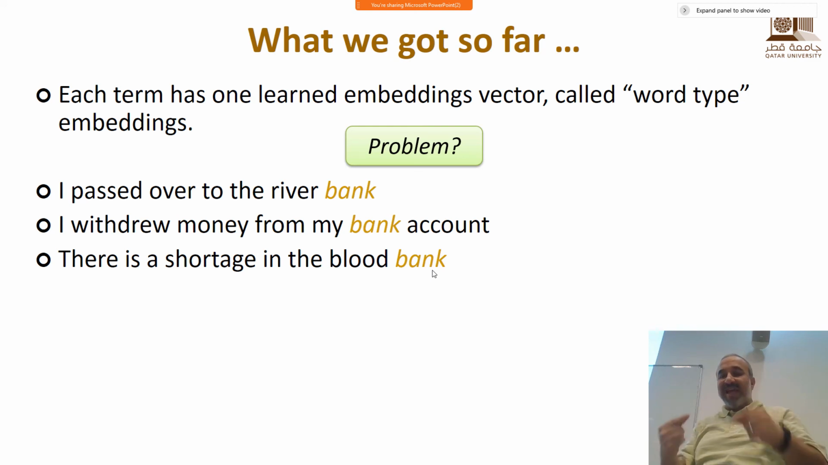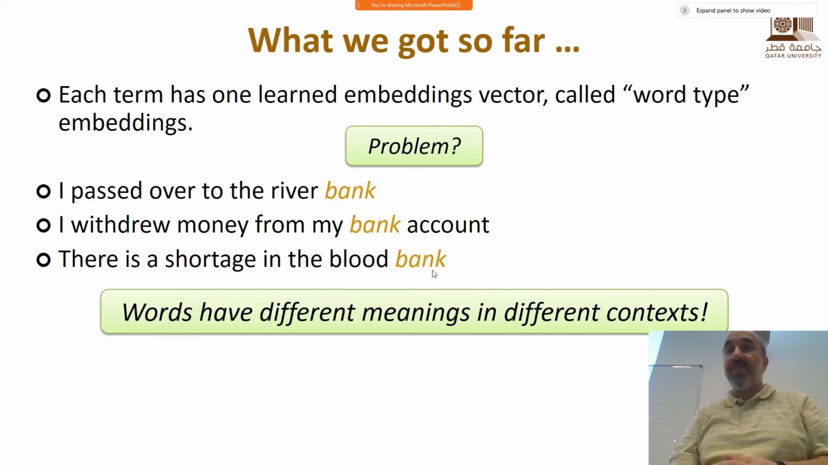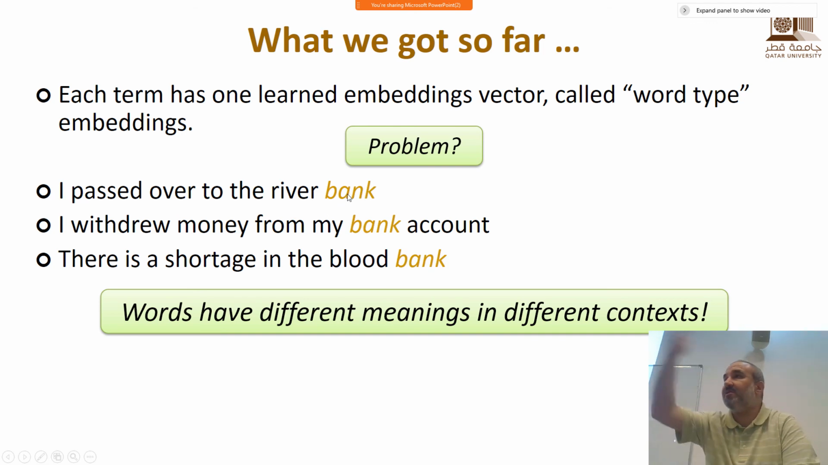Next, we want to learn something different. We want to learn different embeddings for different word tokens. So the same word appearing in different contexts should have different embeddings because they might have different meanings. In this example, it's very clear. Here, we're talking about a riverbank. Here, we are talking about an actual financial bank. And here, we're talking about a blood bank.